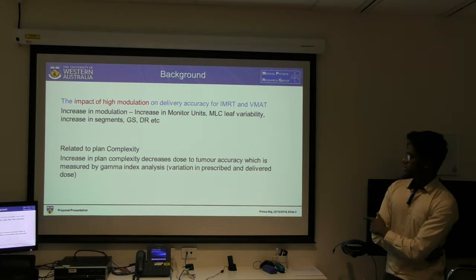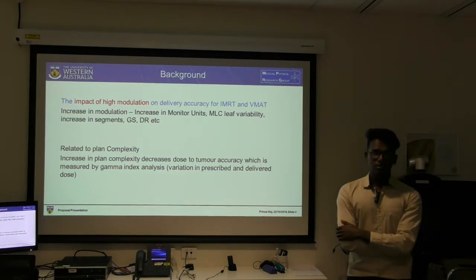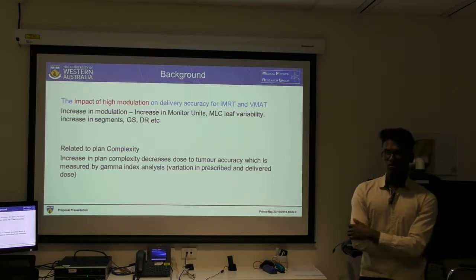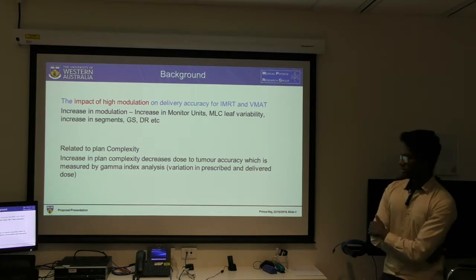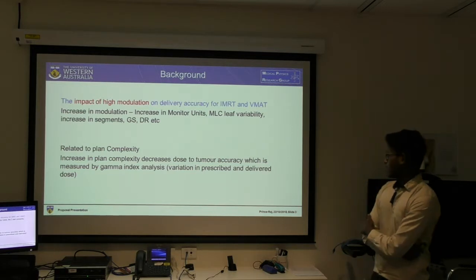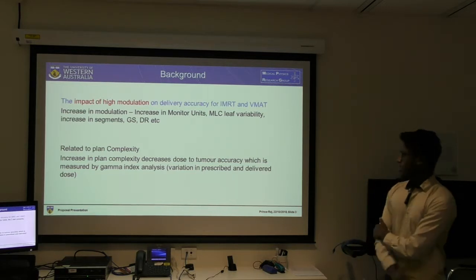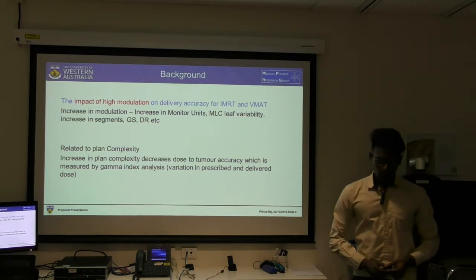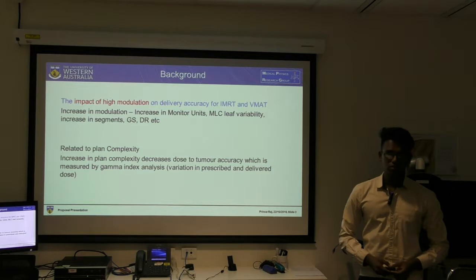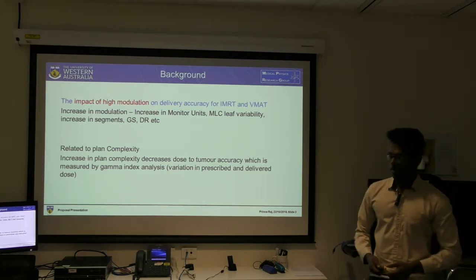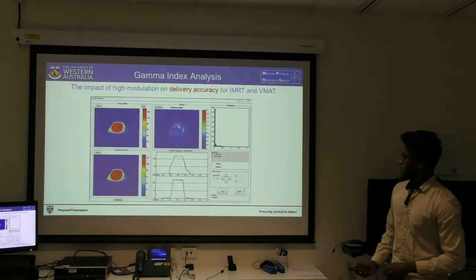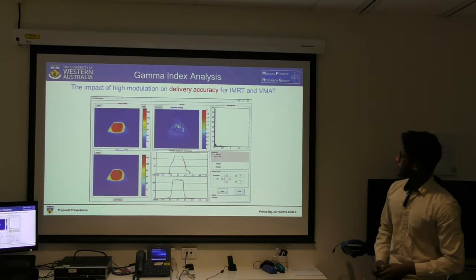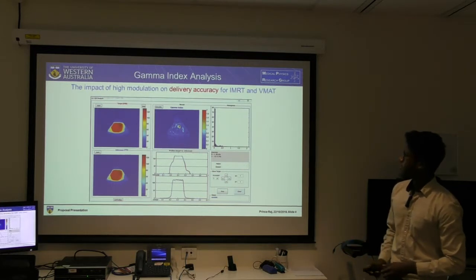An increase in modulation directly relates to an increase in complexity, and an increase in complexity decreases the dose to tumor accuracy. This can be measured by gamma index analysis, which is simply the variation between prescribed and delivered dose. It is measured by comparing the planned dose from the TPS and the delivered dose, which is measured by phantoms, 2D arrays or something like that. So this is one of the gamma index analyses to measure the delivery accuracy.